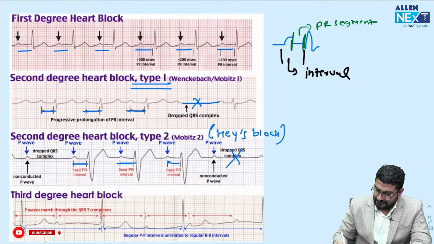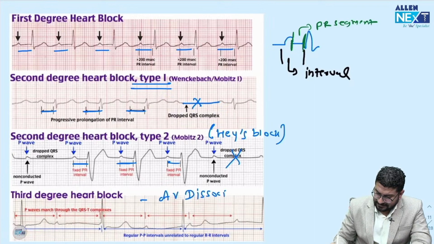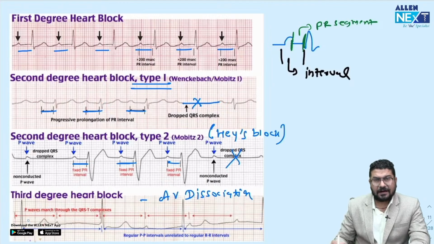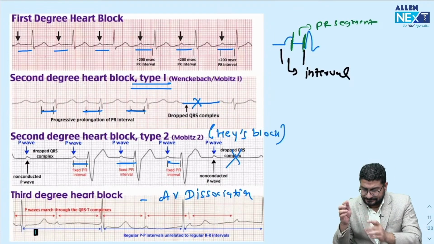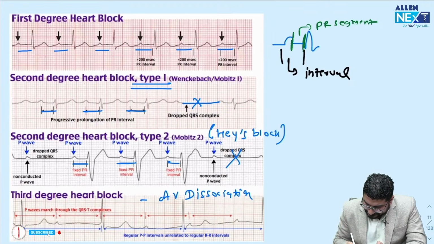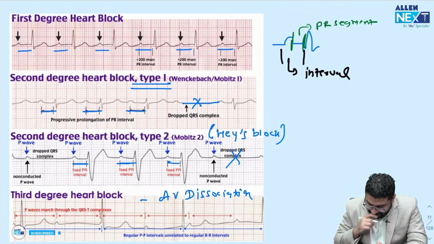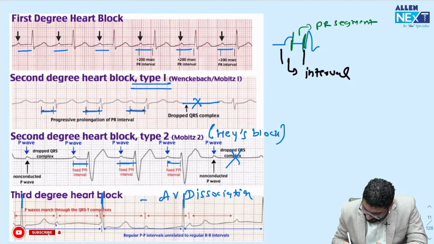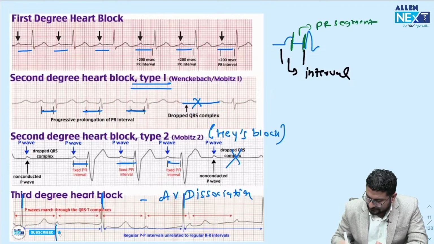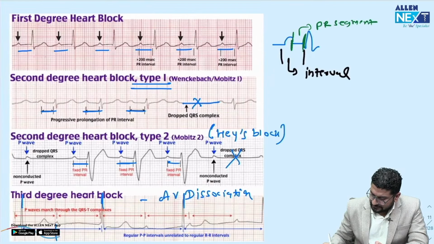In third degree, you will see AV dissociation. AV dissociation means the atria and ventricles are moving at their own rates now. Their synchrony is lost. So here you have to see the PP interval. You can see a constant PP interval and a constant RR interval. So RR will be constant, and similarly PP will be constant. This is what we call AV dissociation.